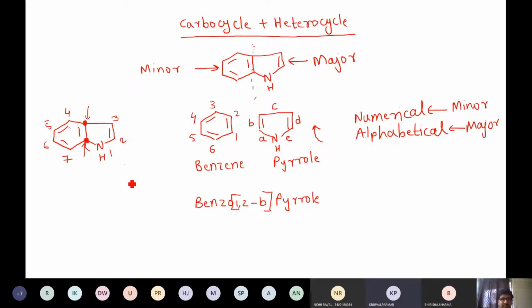So now you can see that nitrogen is at the first position. So you can add 1H before the name. Or sometimes people also write benzo[b]-1H-pyrrole. That is also okay. So there are different systems. As long as you are doing this 1H correctly, I don't think you should lose any marks. Is that okay?